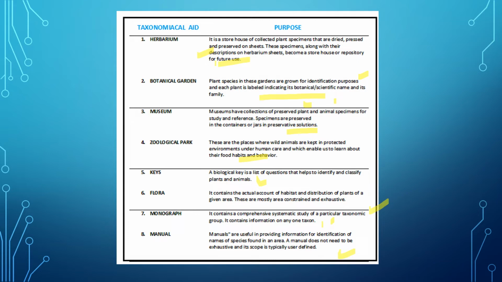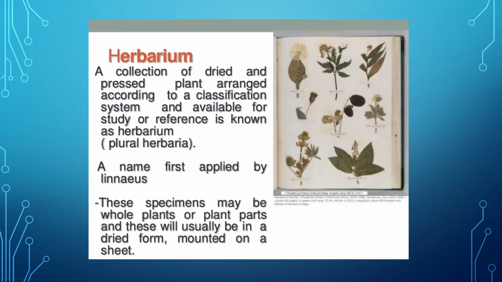This means in whatever way the user wants to use particular information about a particular plant or an animal, that is being given by this manual. It is not that exhaustive. Whatever is required by a researcher or by a scientist is published in this manual. Let's discuss each one of these taxonomical aids in a brief account.